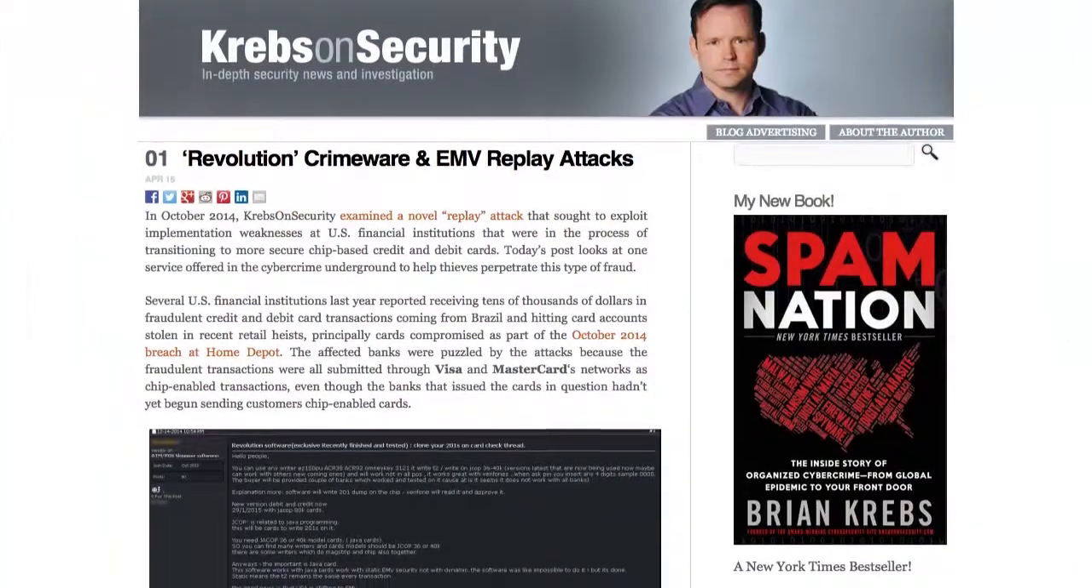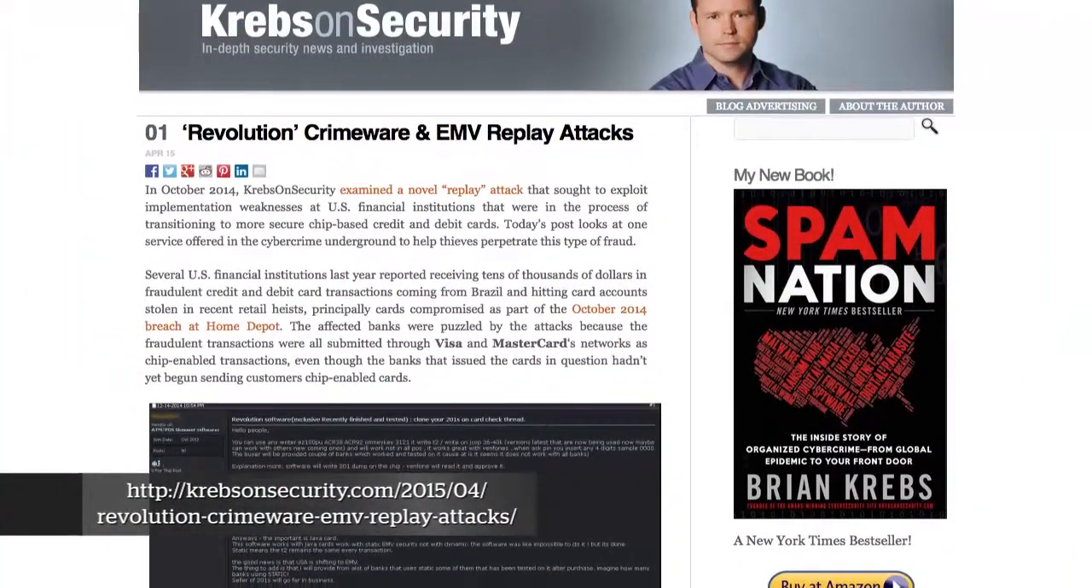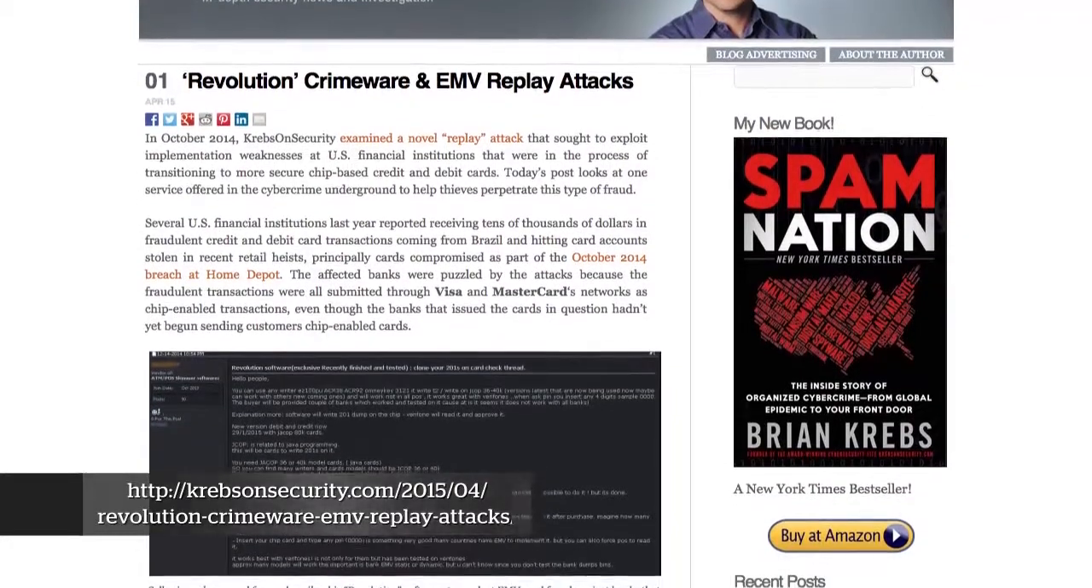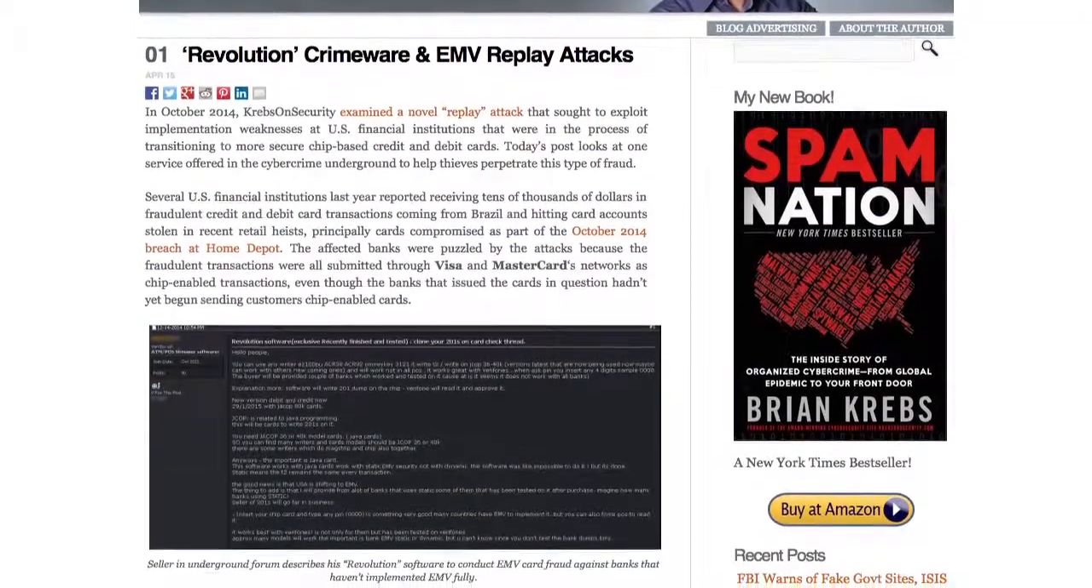He found someone advertising in a cybercriminal underground this software or capability that they're calling Revolution. And it seems to be an attack against the EMV payment system, but only against certain deployments of it. So EMV stands for EuroPay, MasterCard, Visa. It's a standard developed to use smart card chips to authenticate payments. And they're hopefully rolling it out here in the US soon.